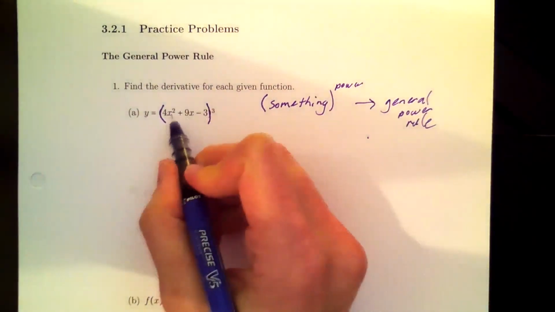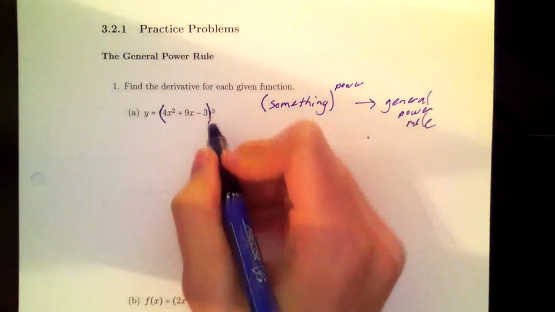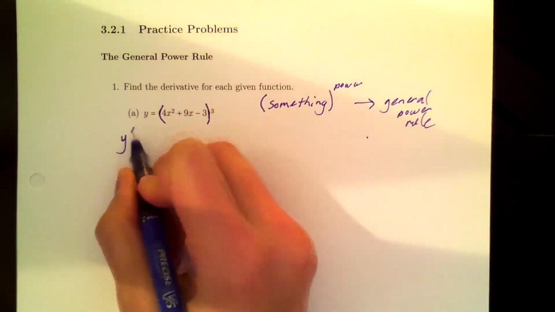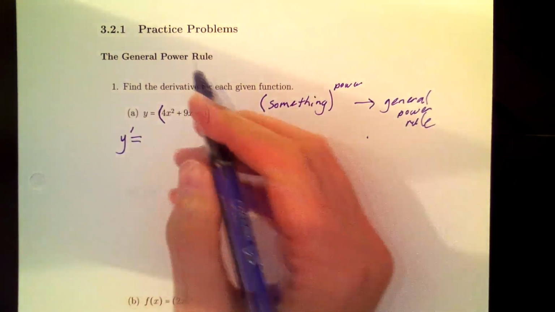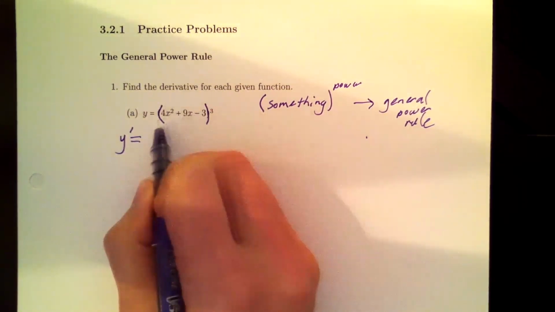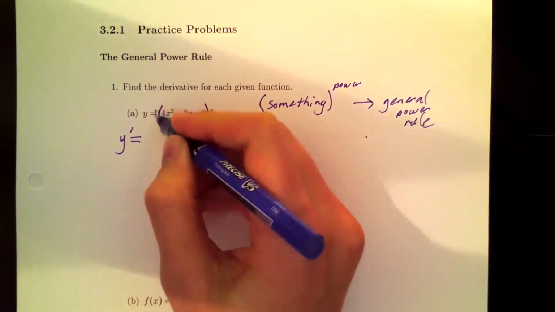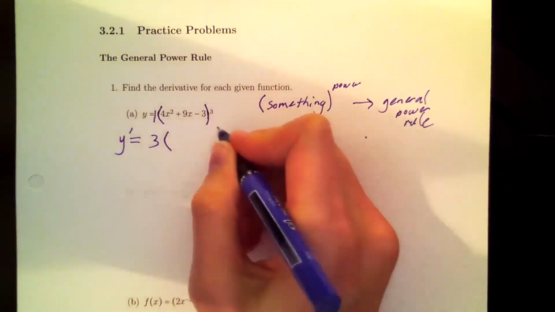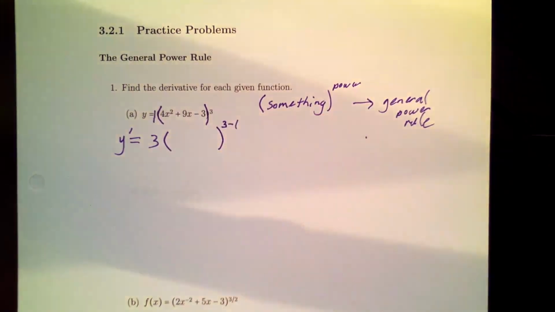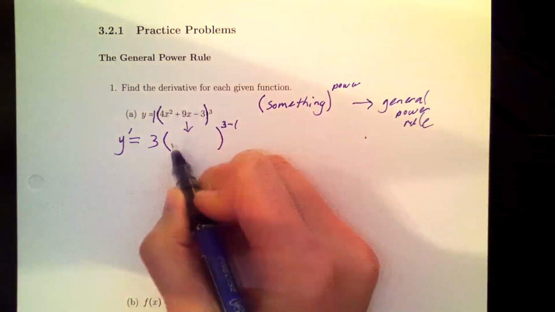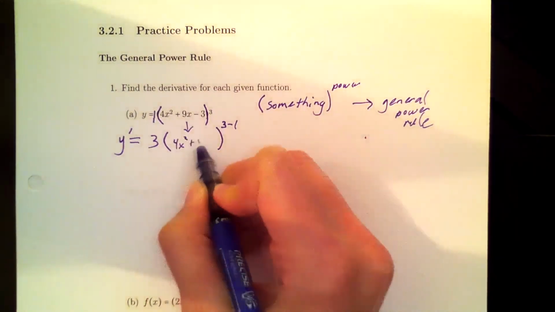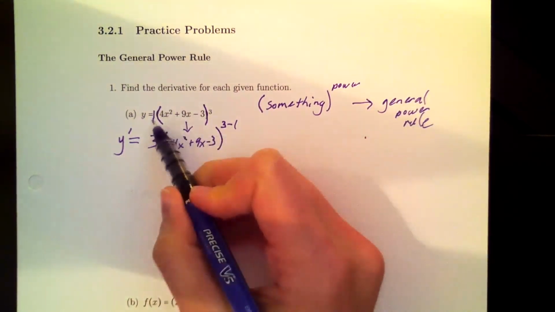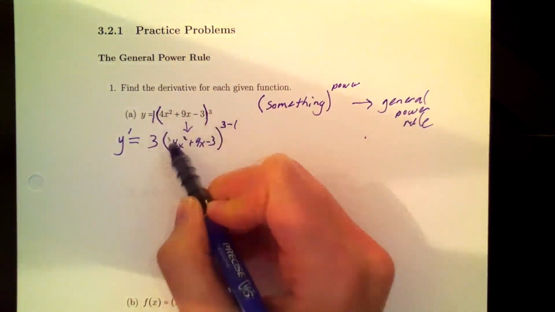So we have 4x squared plus 9x minus 3, all to the third power, cubed. And the way that the general power rule works, you do the power rule. You have c times r. C, the constant in front of this, is 1. 1 times 3 is 3. But instead of x to the 3 minus 1 power, you leave the inside as it was: 4x squared plus 9x minus 3. So we're doing a power rule here. C times r, 1 times 3 is 3.